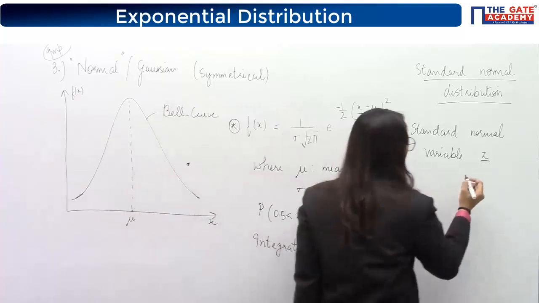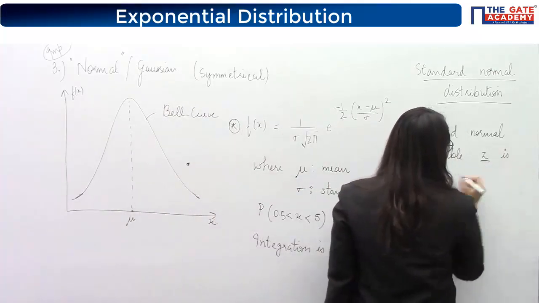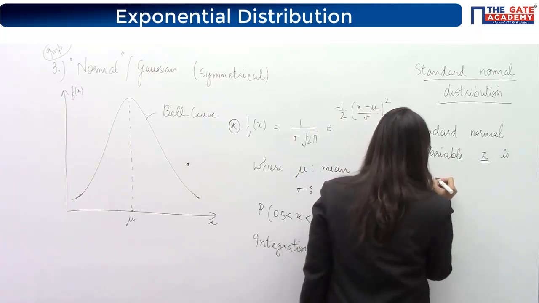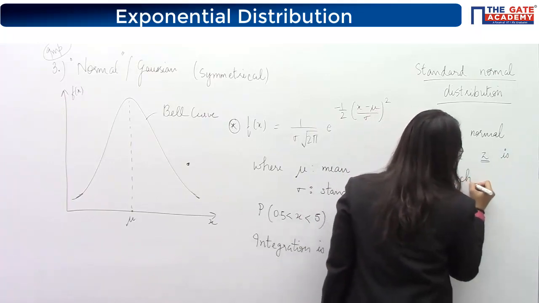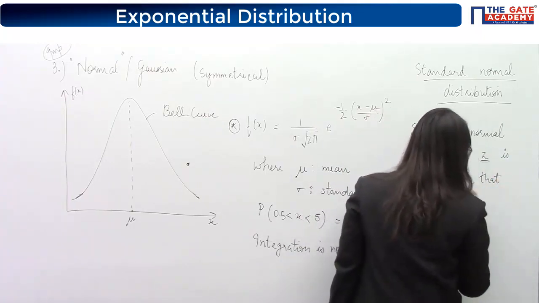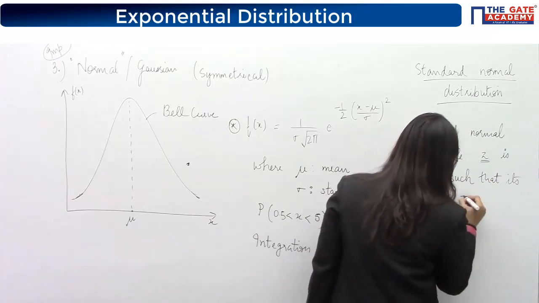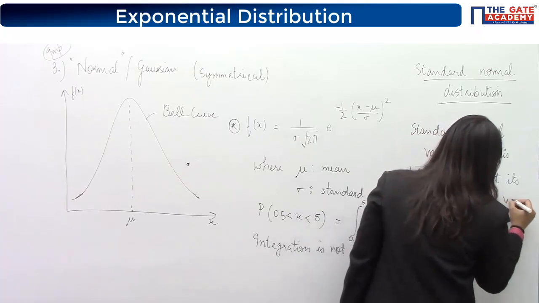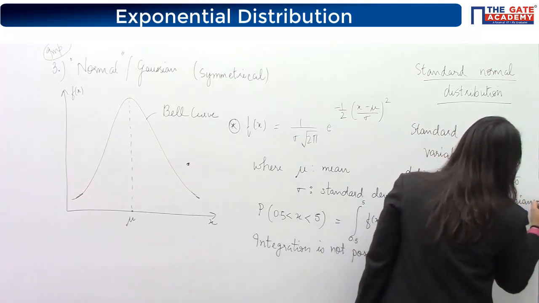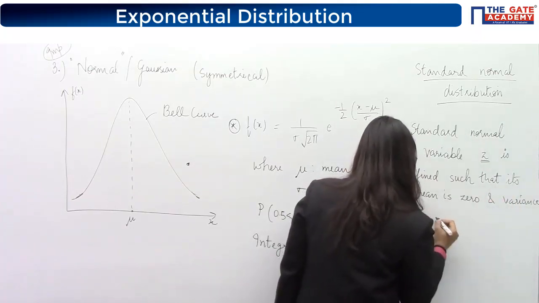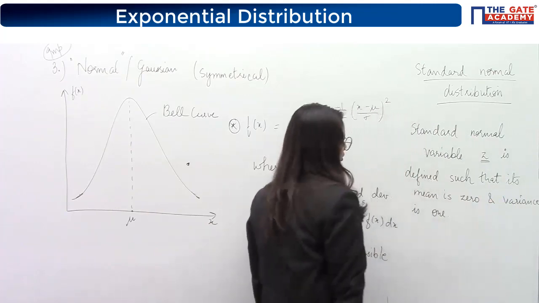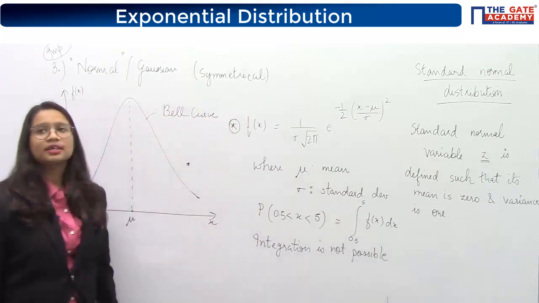So the standard normal variable is defined such that its mean is 0 and variance is 1.